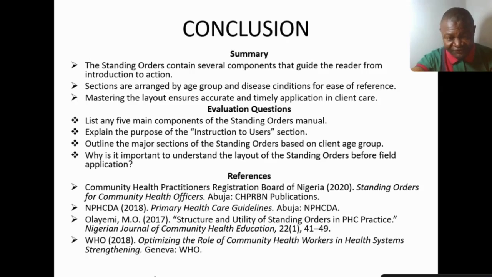You can test yourself with evaluation questions. By this moment, are you able to list any three, four, five components of the standing orders? If you're not, then you've not achieved the aim of this lesson. Watch this video over and over again. Questions like: list any five main components of the standing orders. If you're not able to do that now, then you have not really achieved the aim of this lesson. You can play and replay.